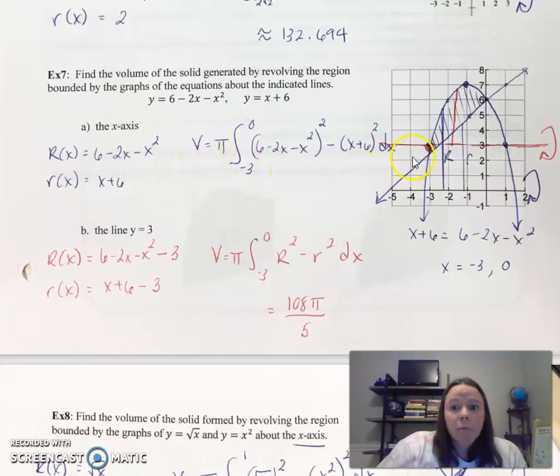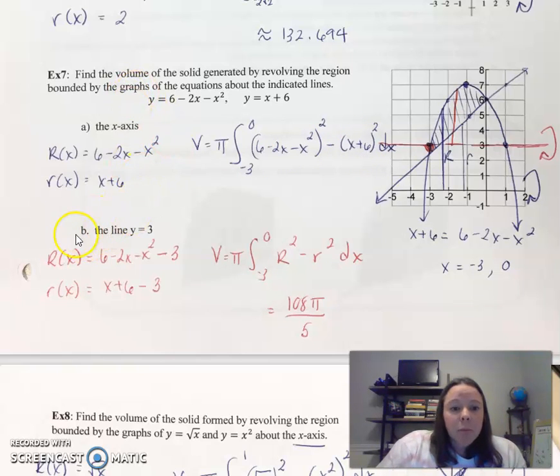Pi times the integral from, find the intersection points, looks like -3 to 0, big R squared minus little r squared. And that's it. Now, be careful. A really common mistake is subtracting and then squaring it. You need to make sure you square them separately.